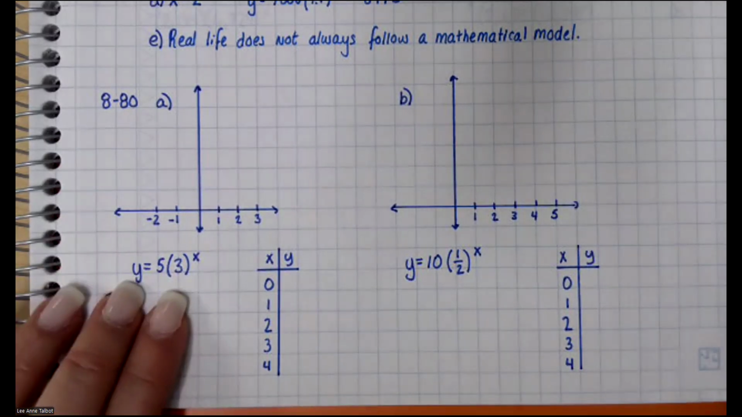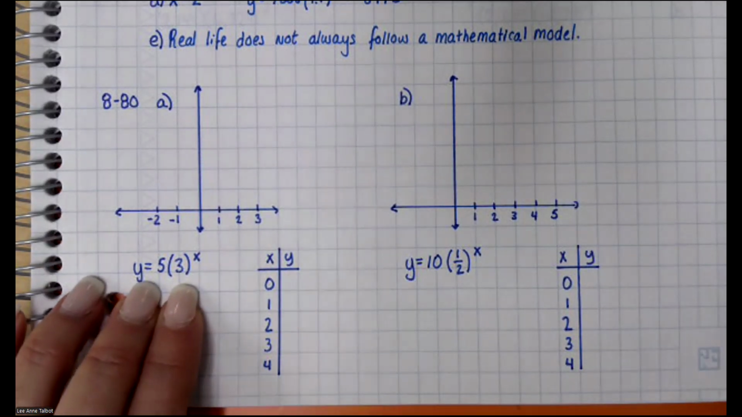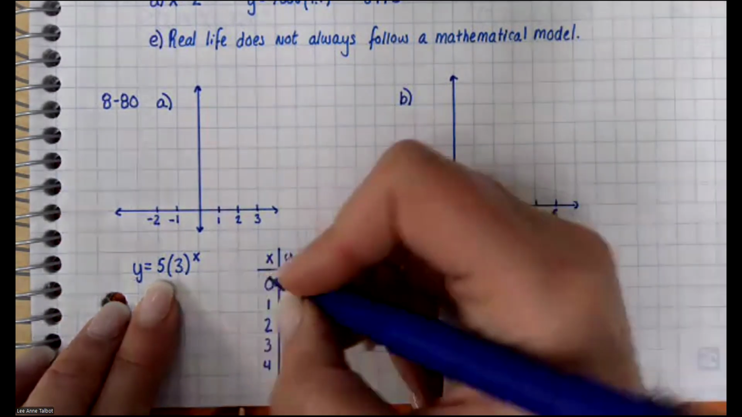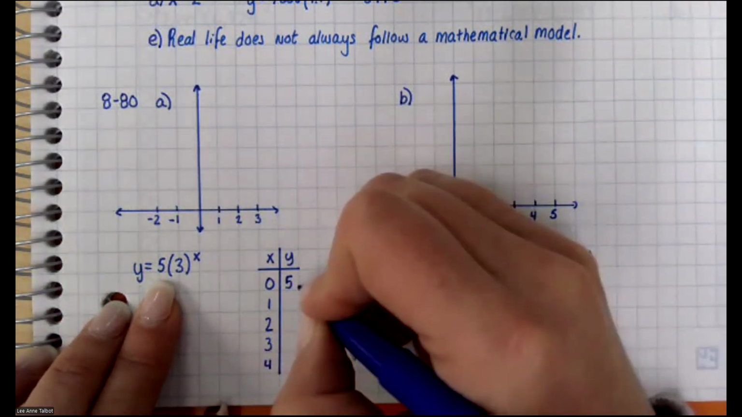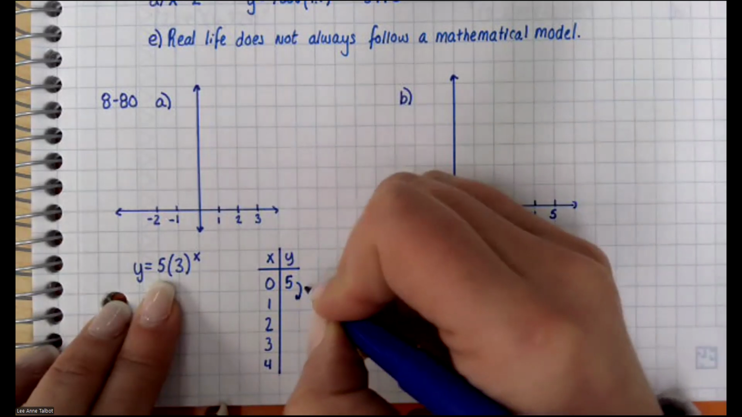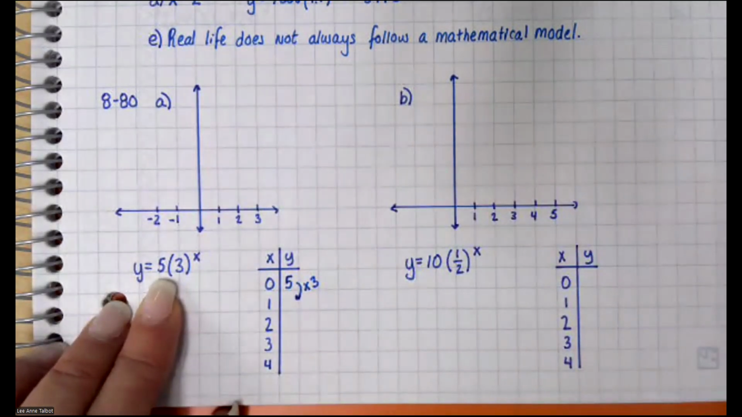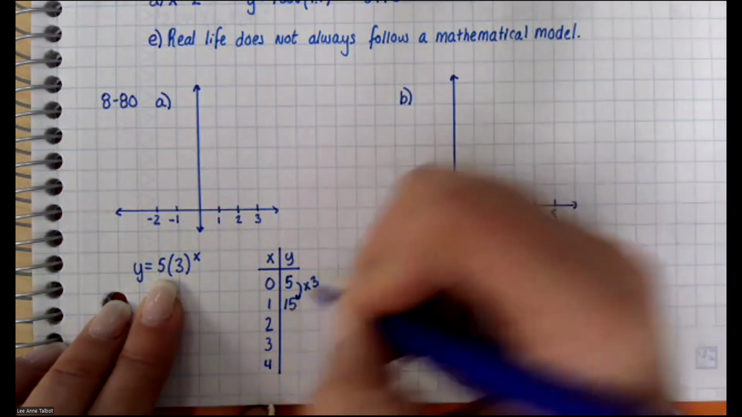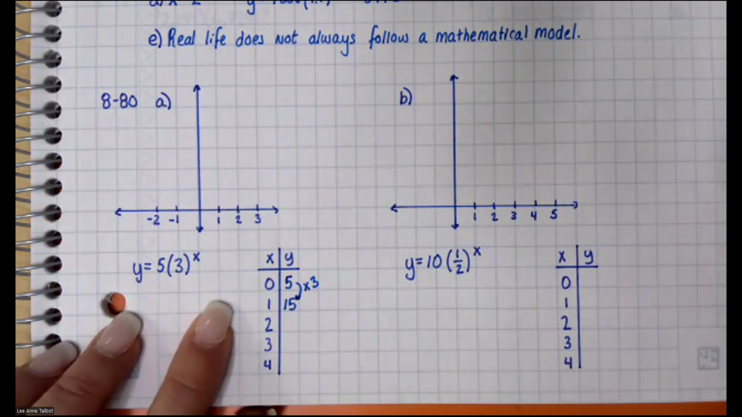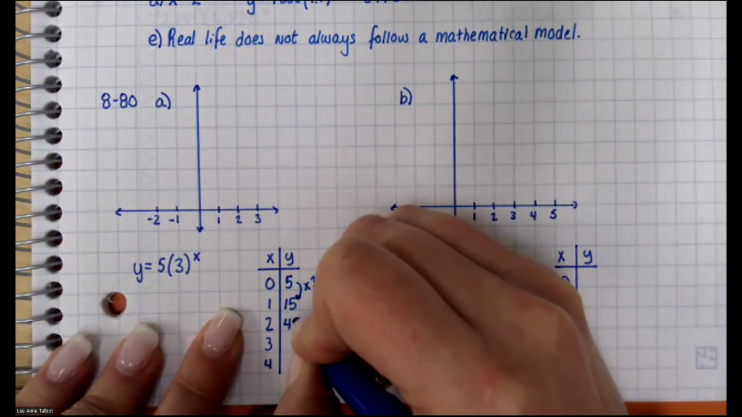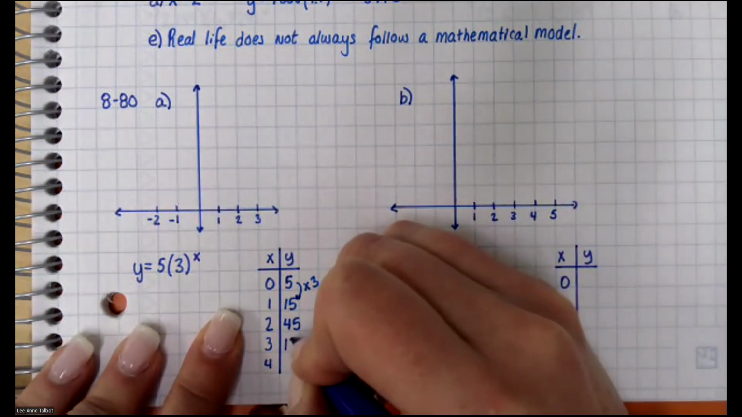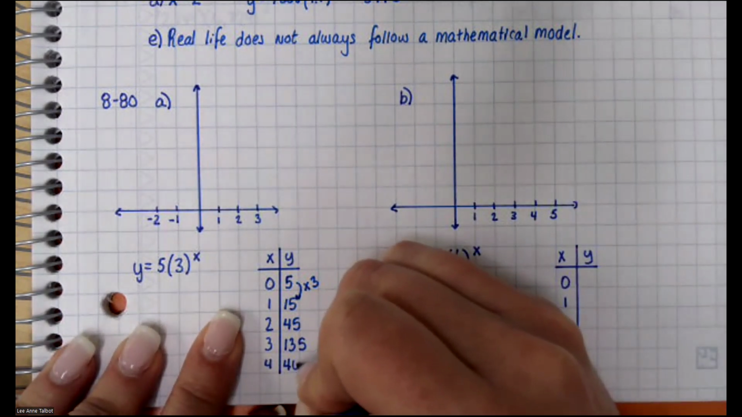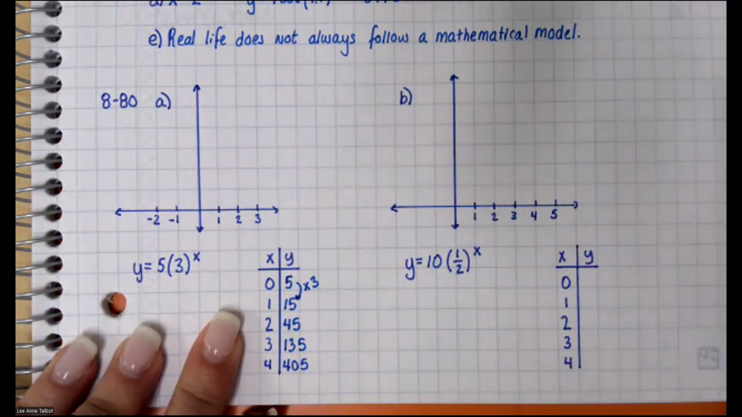Okay, but most importantly, you have an equation here. Which of these two numbers is the start? 5. And 3 is the multiplier. So 15. We got this. 45. 135. You are an impressive individual.